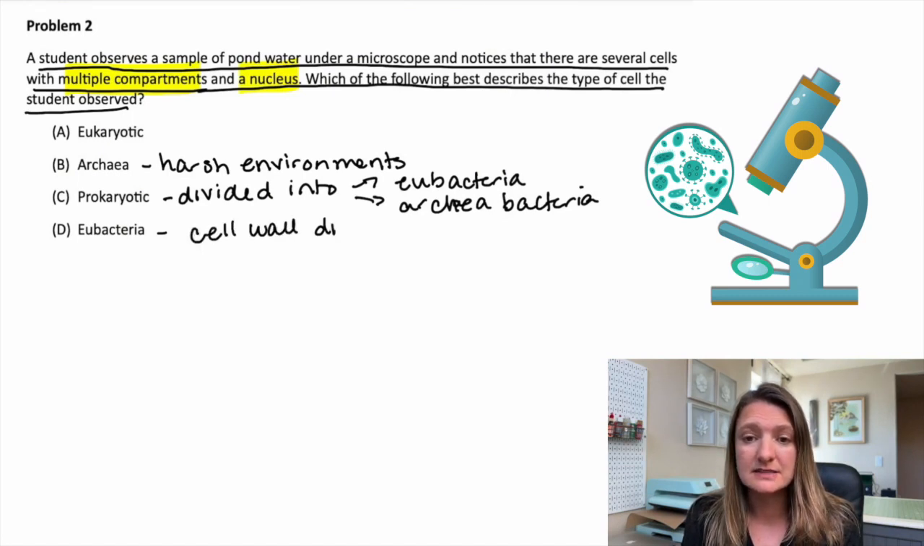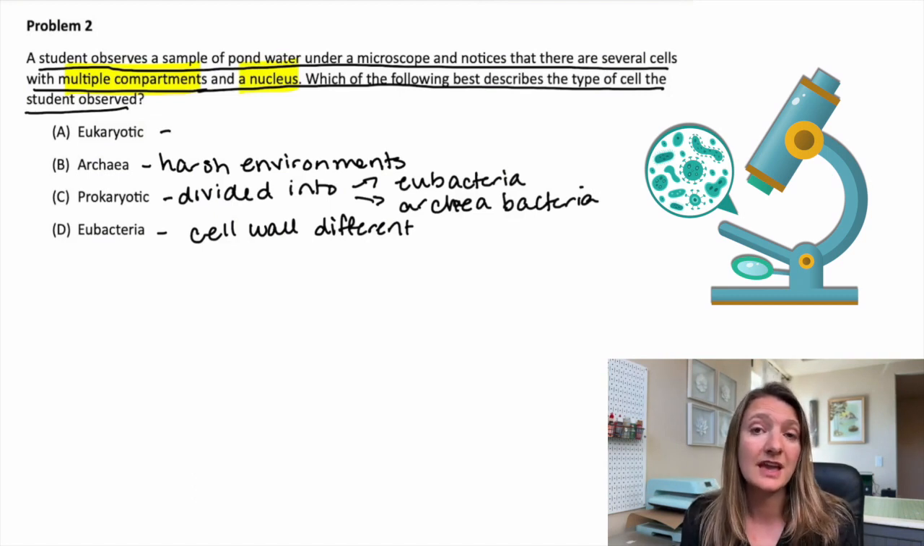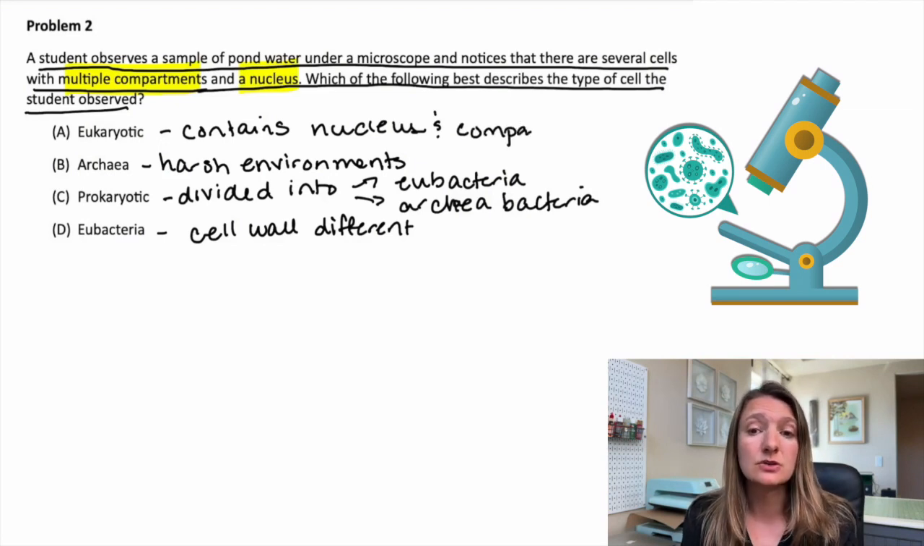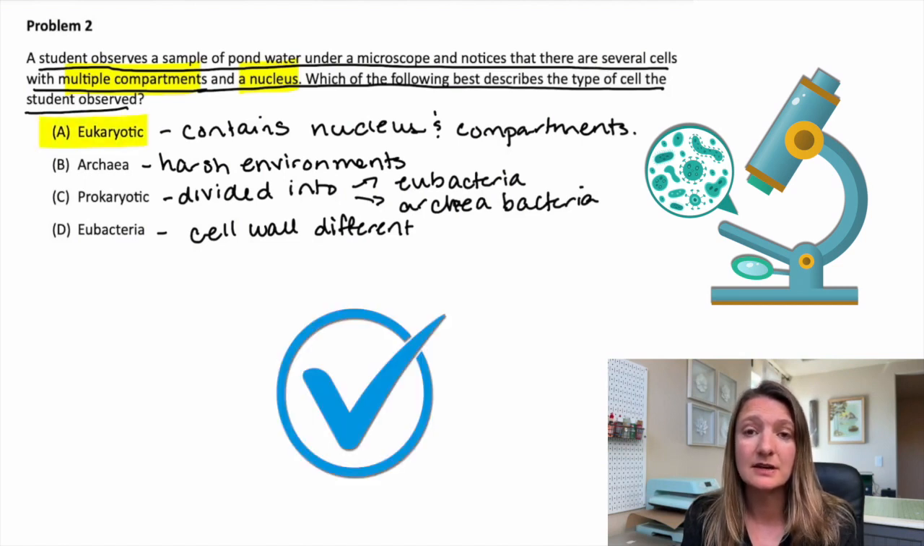So let's look at D, eubacteria. Eubacteria they have a different kind of cell wall. They have a peptidoglycan compared to the archaeobacteria if they ask you about any of those two different things. So we are left with A, eukaryotic cells. These are cells that contain compartments and specifically a nucleus. So if they ask about that your answer is going to be eukaryotic cells. They contain compartments. So A, eukaryotic cell is our answer.